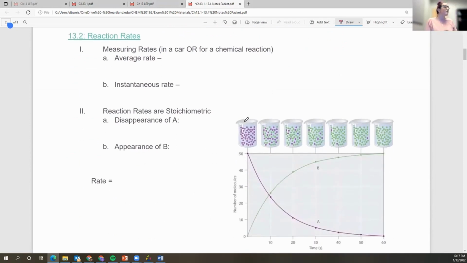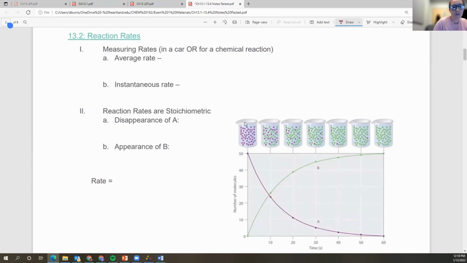Okay, so moving on to section 3.2, how do we actually measure the rates of these reactions? You guys will be doing that in one of your first labs. It's the same as if you were in a car and I wanted to measure the rate at which you are moving. It's the distance over time. Right? So instead, we're going to measure the concentration over time, which should change.